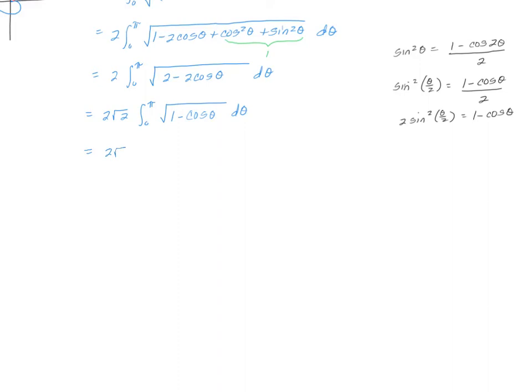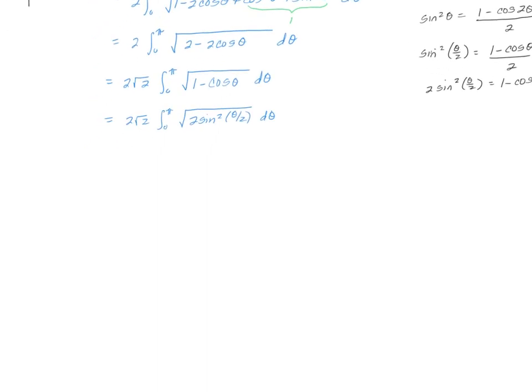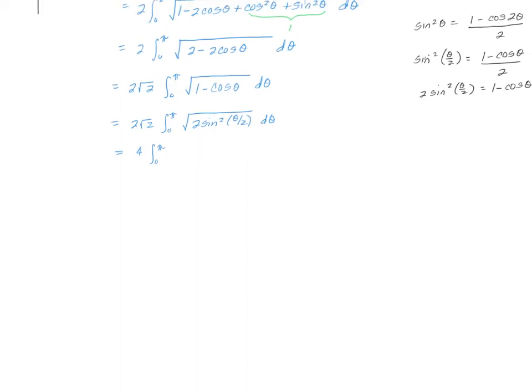Our integral is now 2 times the square root of 2 from 0 to pi, square root of 2 times sine squared theta over 2 d theta. And the reason why I wanted to do that is so that the square on the sine and the square root cancel. So I can bring out the square root of 2 on the outside of the integral, that's going to end up being a 4. And then the square and the square root cancel, and I simply have sine of theta over 2 d theta.